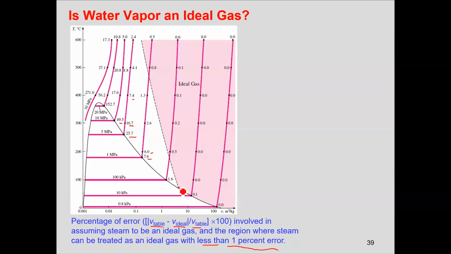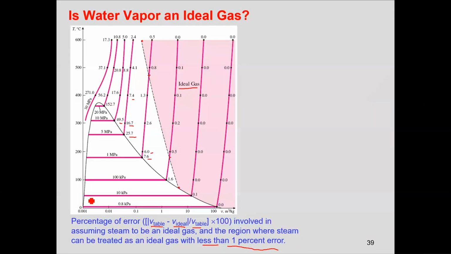1%. Why? If you look at this point, this indicates error of 1%. This point indicates error of 1%. Again, this indicates error of 1%, and this indicates error of 1%. So when you combine the line, you see that this shaded region is the ideal gas region for water vapors. Water vapors behave as ideal gas as long as this error is less than 1%.